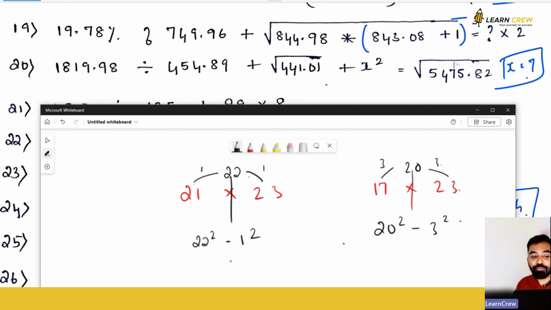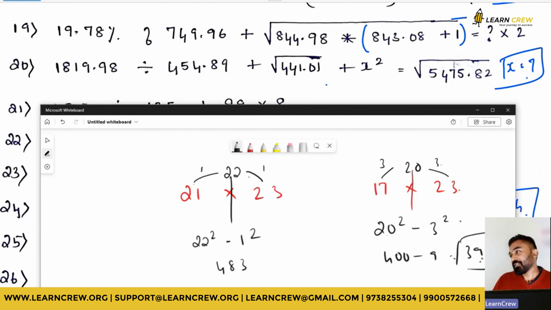This is going to be 484 minus 1. That is nothing but 483. This is going to be 20 square minus 3 square. That is nothing but 400 minus 9. That is nothing but 391. Is the answer. Okay. Speed math.